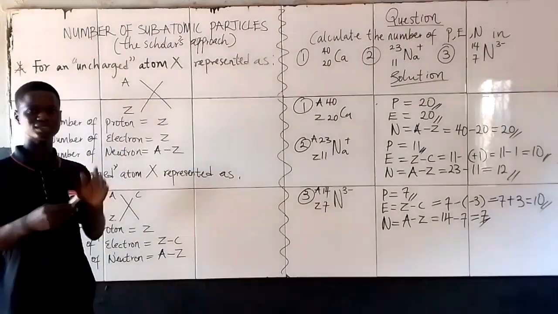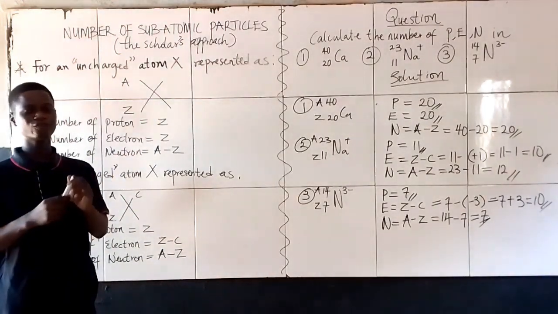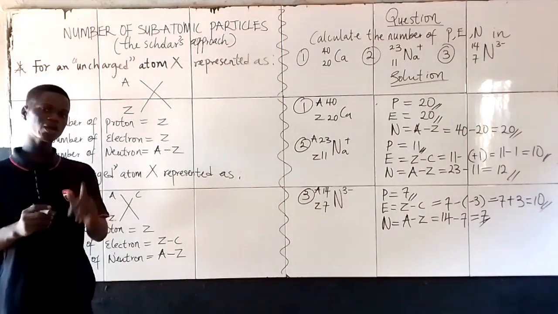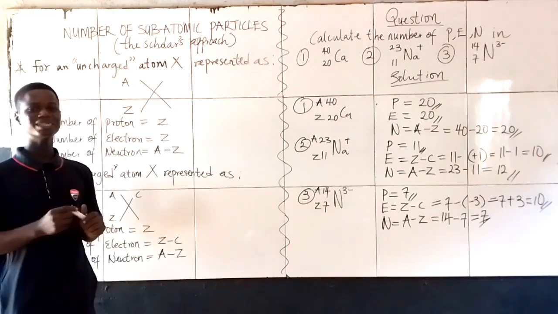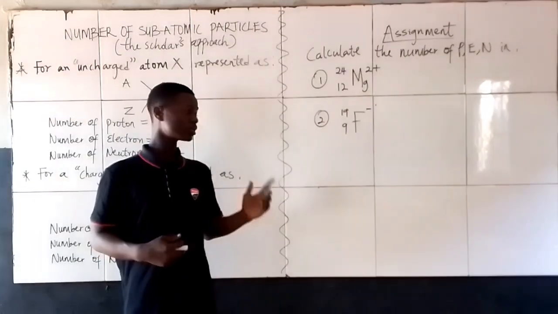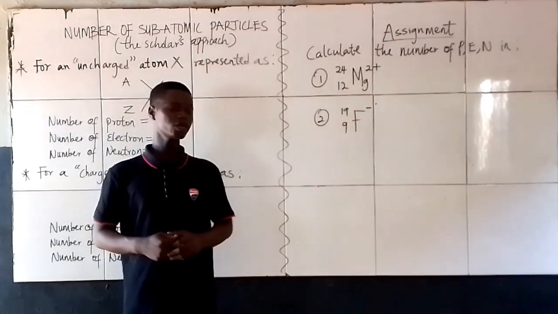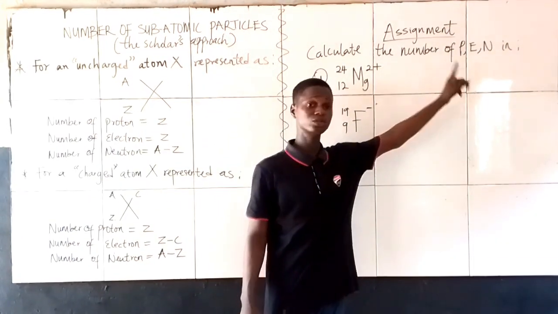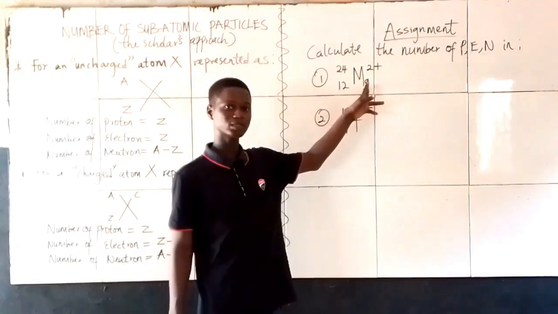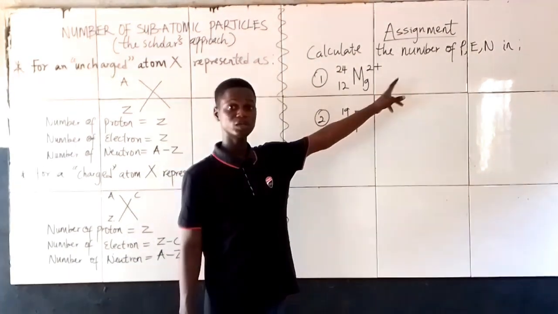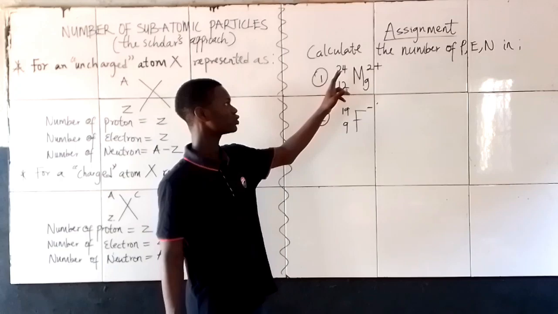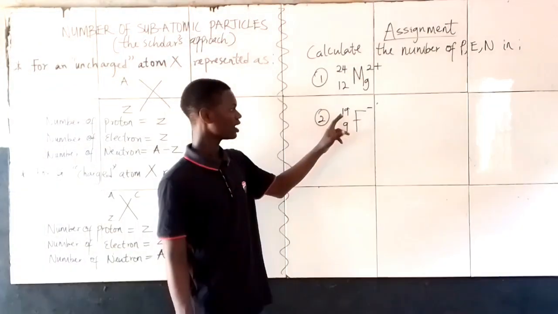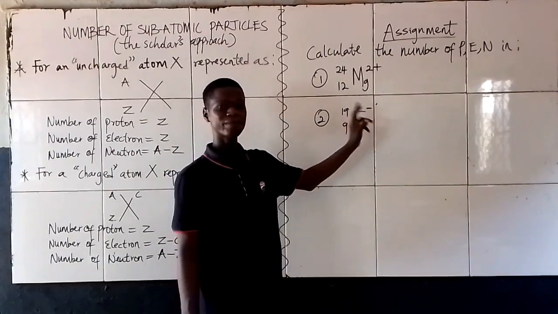So in concluding today's video class, I'll be dropping for you guys some questions to work out on this same topic. So do well to try your hands on it while I drop it now. Alright guys, these are the questions you should try your hands on. Now what are the questions? Calculate the number of proton, electron and neutron in 1: this is magnesium carrying a 2 plus charge, or plus 2. The atomic mass here is 24, while the proton number here is 12. Now number 2 is 19, 9 fluorine carrying a minus 1 charge.